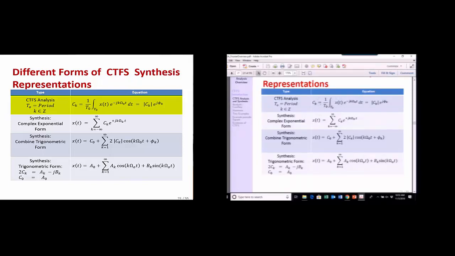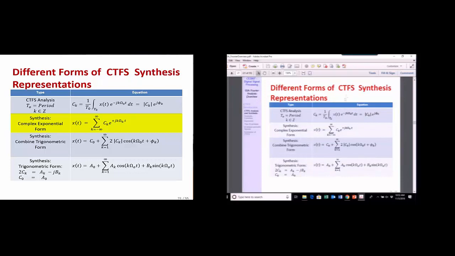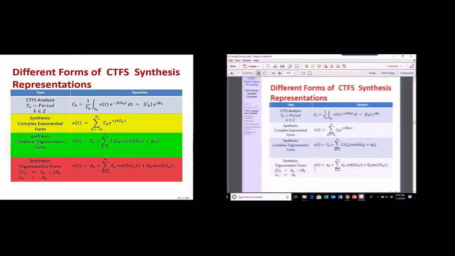What is the continuous time Fourier series coefficient c k? In the second row, it is a repeat of the previous equation, which is the synthesis equation. Given c k, how to generate x of t. This is a slide showing the different representations of the continuous time Fourier series synthesis equation. We have the third row and the fourth row.